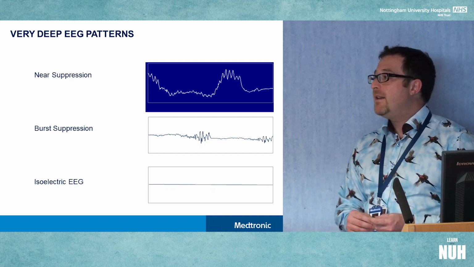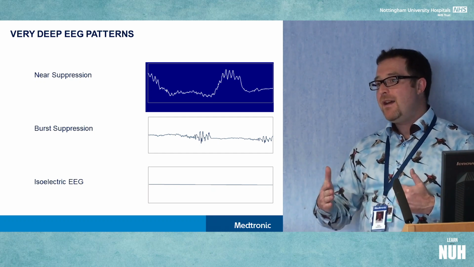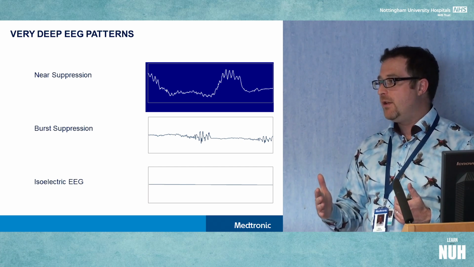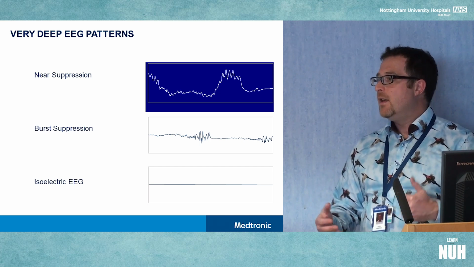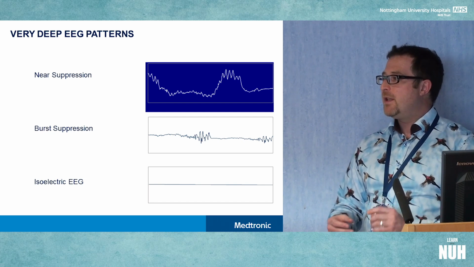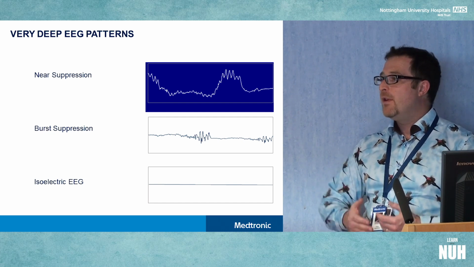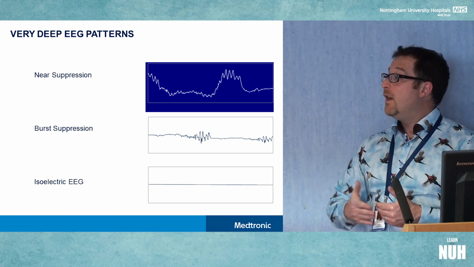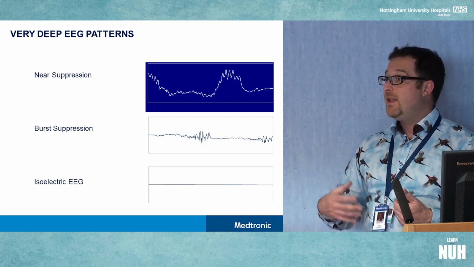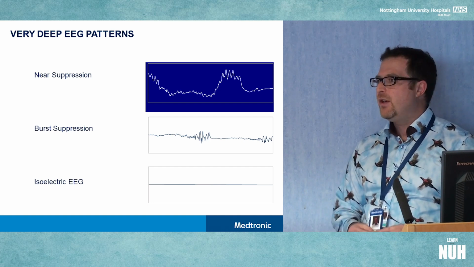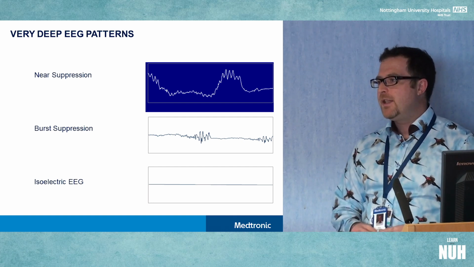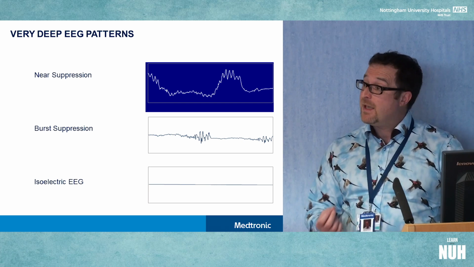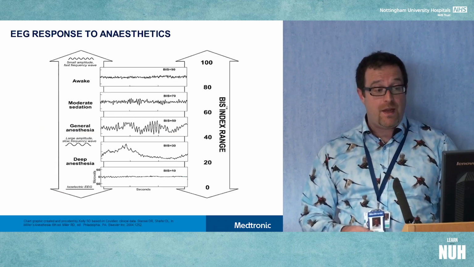The other thing that BIS analyses is the amount of near or actual cortical suppression present in the EEG. When our BIS descends below a certain level and the patient's very deep, we start to get some near or actual isoelectric EEG where there's no brain activity. These are what we call flat spots or suppression. Some of you may have heard of it as burst suppression.